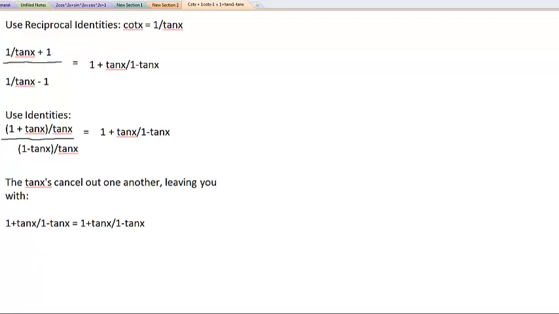When solving analytical trigonometry equations, always remember to not touch the other side of the equation, and remember your reciprocal, quotient, and Pythagorean identities.